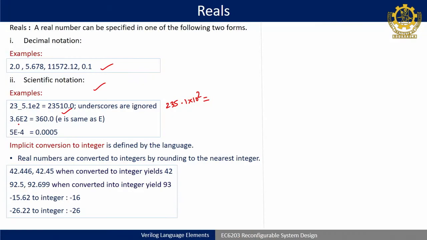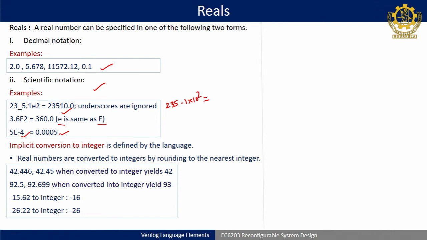In the same way, 3.6 into 10 to the 2, if you evaluate it, will come to 360. Here, whether you write small e or capital E, both are treated as the same, not case sensitive. Verilog is case sensitive, but this E, capital E, and base like small b, capital B are not case sensitive, which is good for us. Then finally, 10 to the minus 4 leads to a result of 0.005.